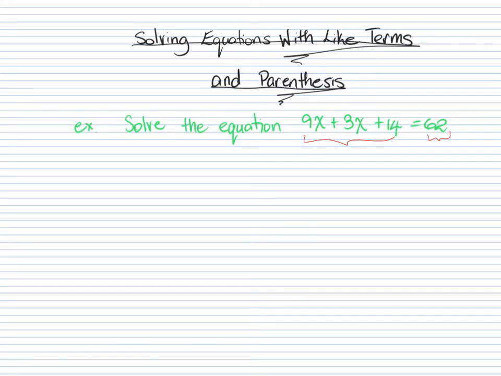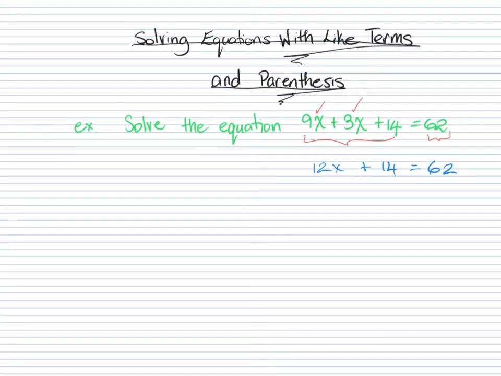As you can see, we have a 9x and we have a 3x. Those two things, as you've previously learned, are like terms. So if we have like terms, we want to make sure we're joining our like terms. So 9x plus 3x gives us 12x. And now I'm going to rewrite the rest of the equation without changing anything.